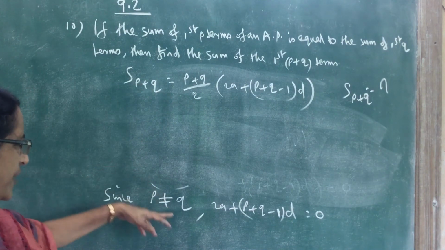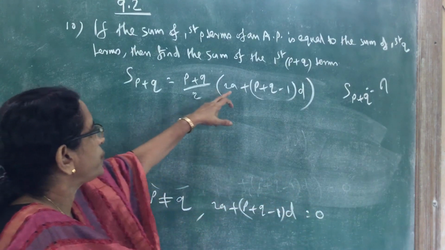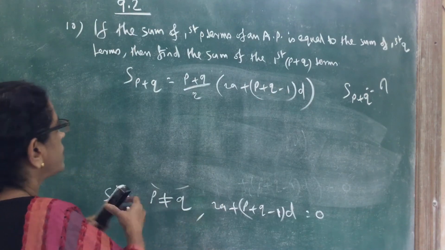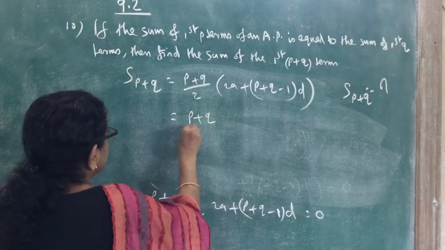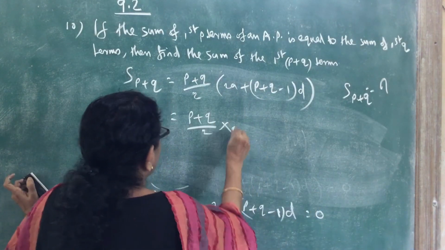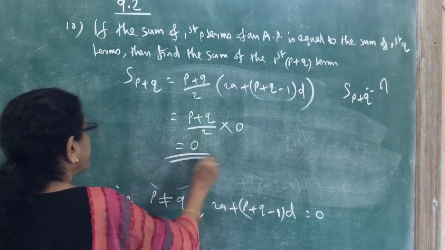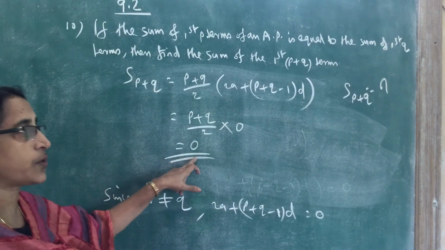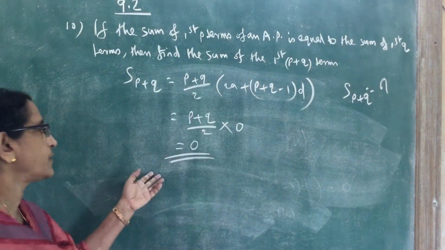Now we want to find this sum. We got 2a plus p plus q minus 1 into d equal to 0. So this term equals 0, and we can substitute this value here. So p plus q by 2 into this term, which we got equal to 0. So this is 0, and 0 into any number equals 0. So the sum of first p plus q terms equals 0. That is what we wanted to find. Okay.